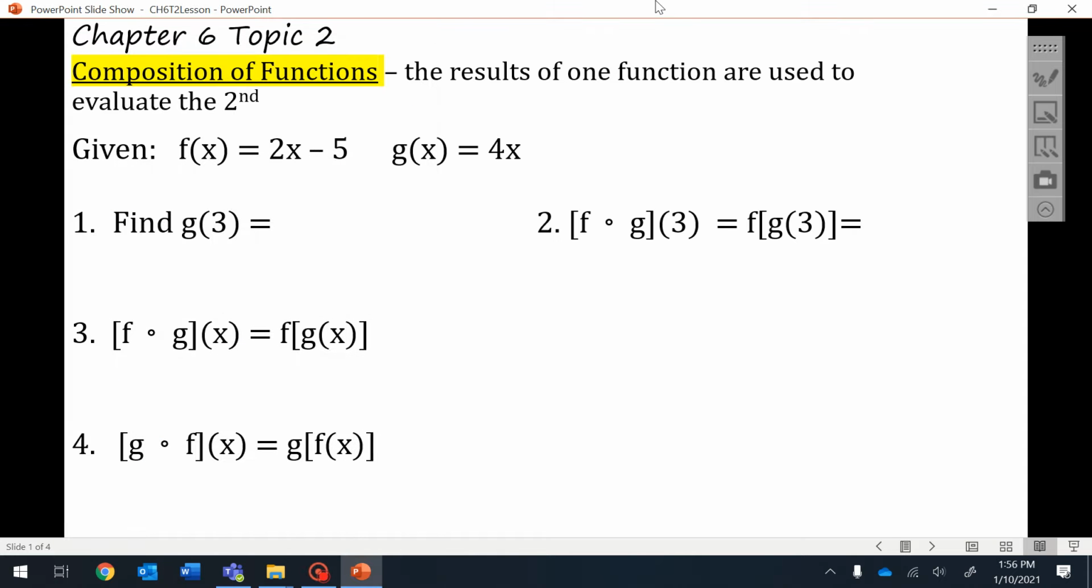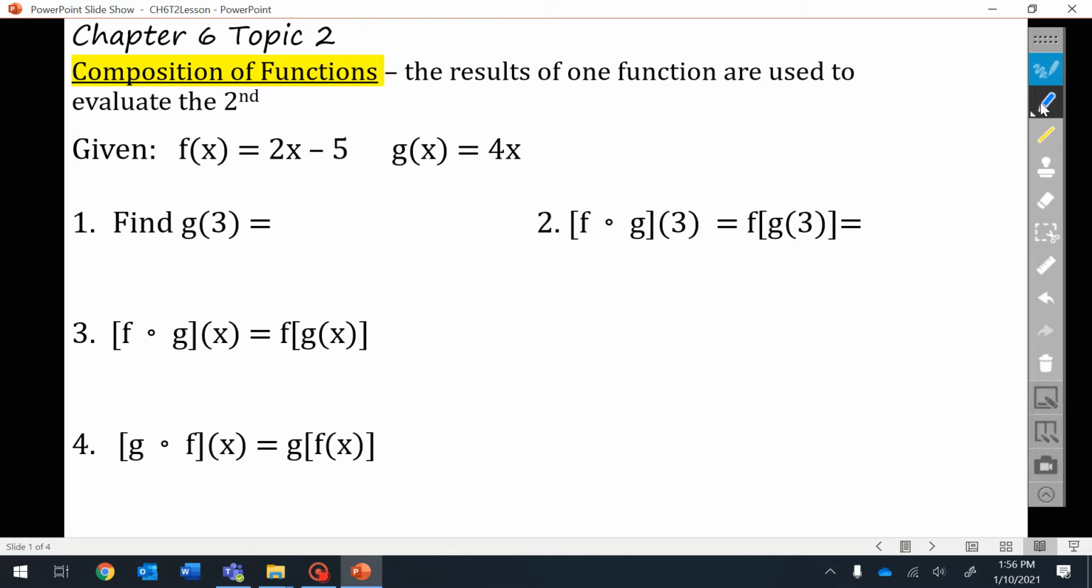Now this is chapter 6, topic 2. For topic 2, we're looking at a new operation that we've never done before. And this operation is called composition. The way that you can recognize composition is it will be an open circle to describe the operation. And we'll see it in one of the examples.